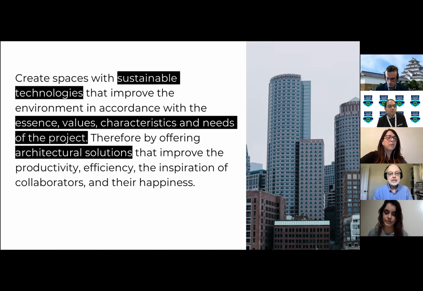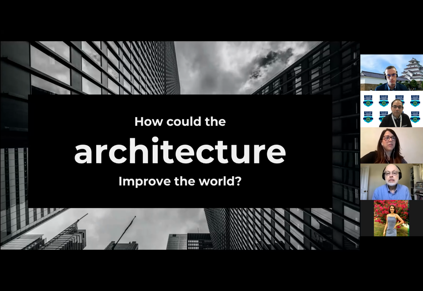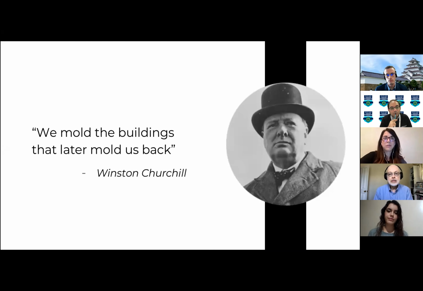So from an architectural approach, we should ask ourselves, how could architecture improve the world? But being realistic, not romantic. For me, personally, as I have said, the most important thing is to create spaces with sustainable technologies that improve the environment according to the essence, the values, and the needs of the city itself.